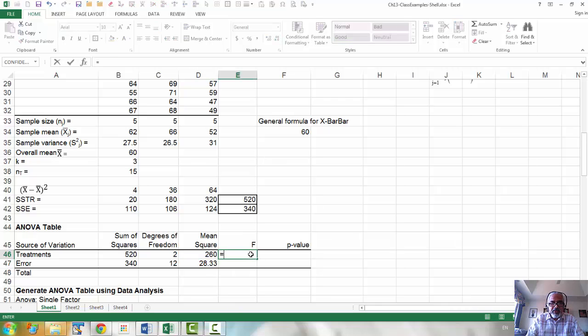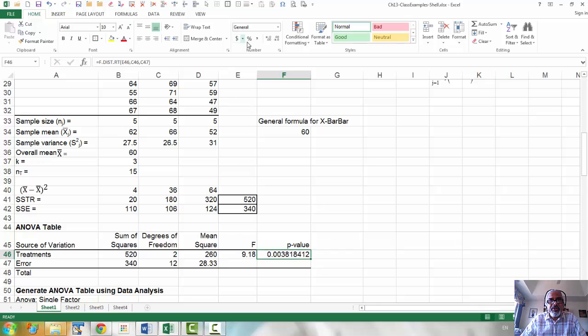Now the F calc is MSTR divided by MSE. So that will give us the F value, and the P value then for the test is F dot dist dot RT of that F, comma, the 2 degrees of freedom: numerator degrees of freedom, denominator degrees of freedom. Now let's express that as a percentage. So that gives us the ANOVA table. So this is what we call the ANOVA table, analysis of variance table.